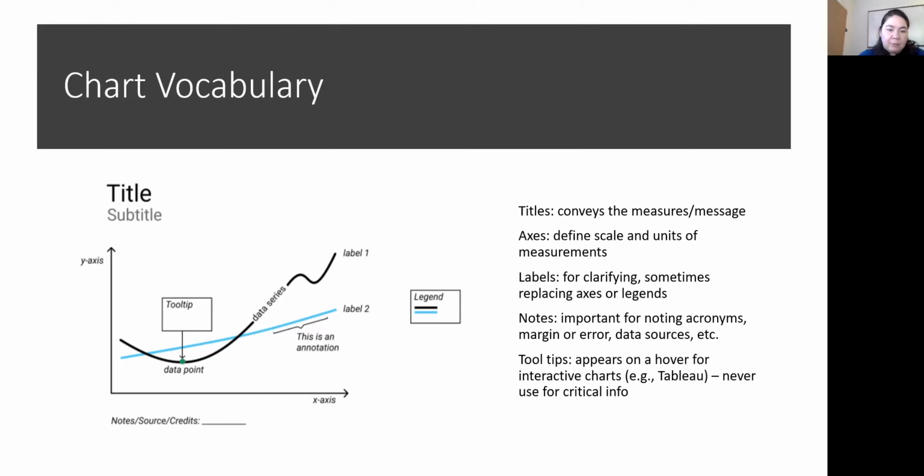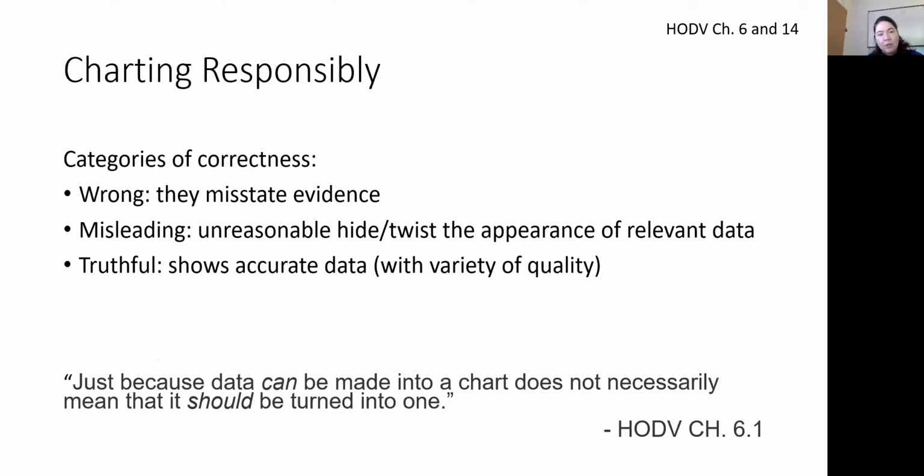So moving on, how are we going to chart responsibly? So this is chapters 6 and 14, the beginning parts of each. So chapter 14 talks about these categories of correctness. Your chart is straight up wrong if it misstates evidence, purely, whether you have the wrong data and they're doing something funky like that, or you're breaking one of the rules that you cannot break for data visualization, which is in 2 slides. That is straight up wrong. It's really rare to see stuff that's that wrong.